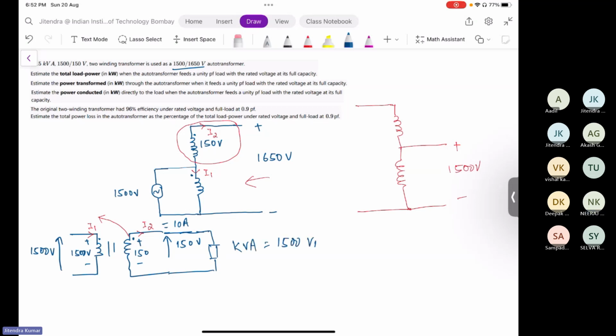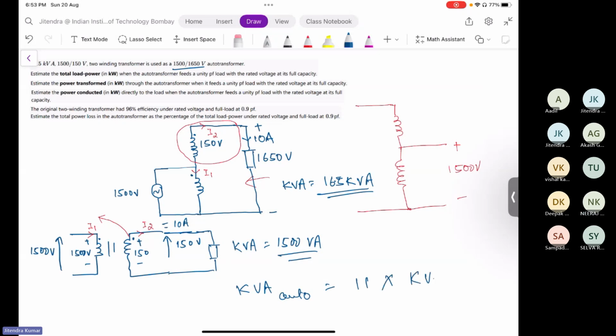15 1500 kVA. At the same time, if you compute here, if you have connected a load and the same current is flowing, I2 is equal to 10 ampere, then your kVA rating would be 16.5 kVA, right? So it is way more, like 11 times the kVA of the two winding transformer. So the kVA of the auto transformer will be 11 times the kVA rating of the two winding transformer.